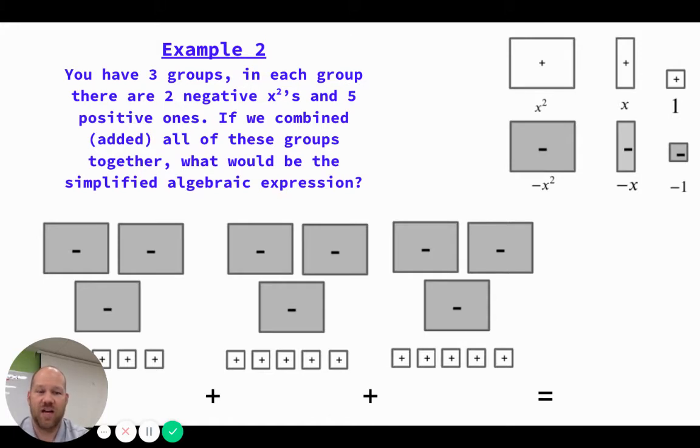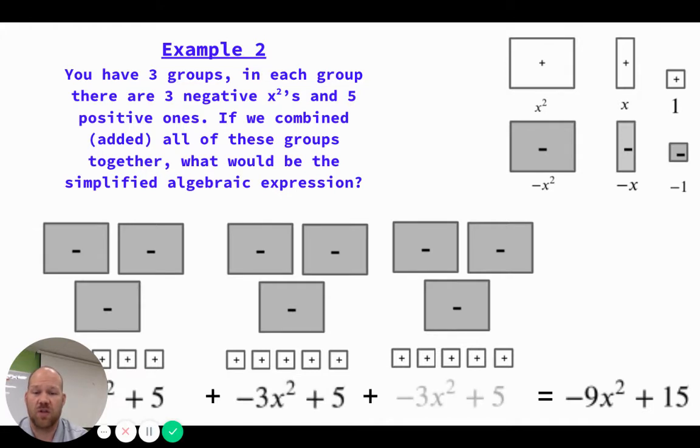All right, if you got negative 6x squared plus 15, you nailed it. How we did that, you could just count all of the squares. In that first group, you see there are 2 negative x squareds, and I use the shaded picture because they're negatives, and 5 positive 1's. Then there's the second group and the third group. When you combine all of those like terms, that gives me the x squareds and the 1's.